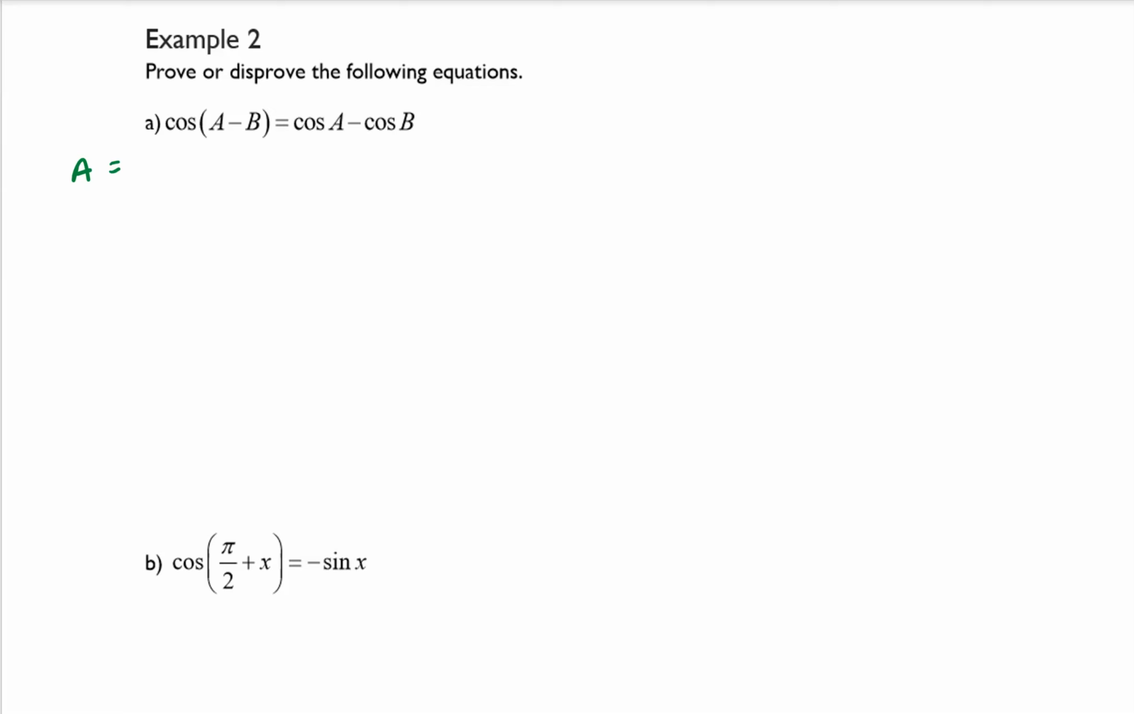I'm going to let A equal pi over 2, and I'm going to let B equal 0. So let's see if both sides of the equation are going to hold or be the same value if we use these A and B values. So the left-hand side would be cosine of pi over 2 minus 0, which equals cosine of pi over 2. And we know that that is 0 since pi over 2 is one of our common angles on the unit circle.